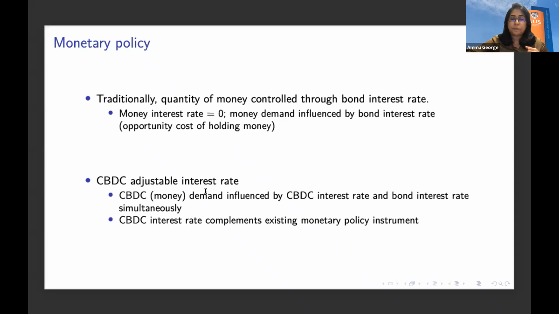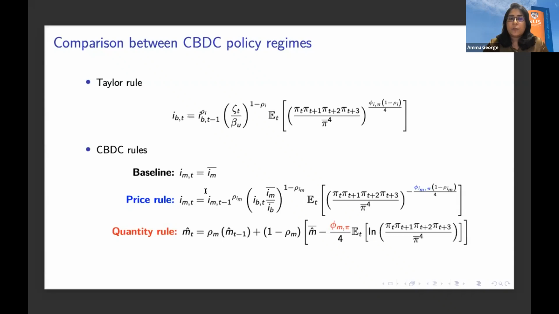In order to make a comparison between the regimes, first we have the primary monetary policy instrument of the central bank, which is nothing but the conventional Taylor rule. So here the policy rate, or in other words, the interest rate on bonds, responds to the annualized forward-looking inflation, and it's driven by the inflation feedback coefficient over here.